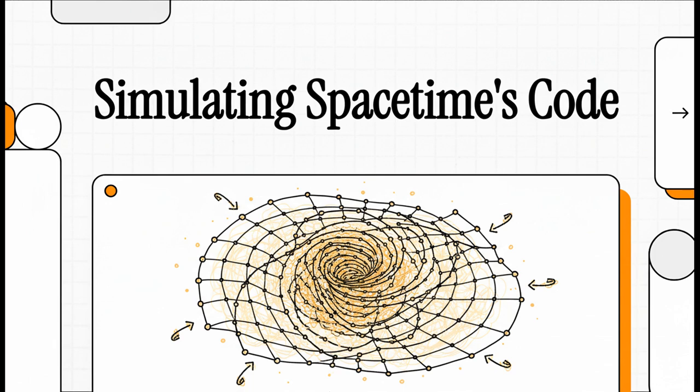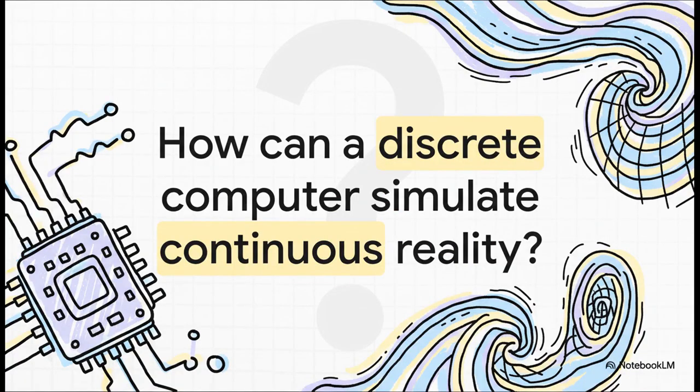Let's get into that. So, yeah, this is the big question, the fundamental problem we need to solve. It's kind of like trying to paint the Mona Lisa using only Lego bricks. No matter how tiny you make the bricks, you're always going to have jagged edges and little gaps. It's just never going to be perfectly smooth. So how do scientists even begin to bridge that gap between the digital world and the real one?